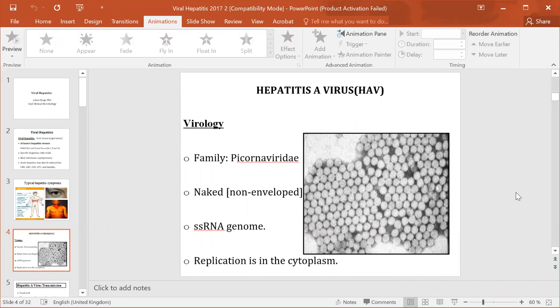We said earlier that most viruses that are able to withstand the acidic environment of the stomach are mainly the naked viruses. The RNA is single-stranded in configuration, and the viruses normally replicate in the cytoplasm of the host cell.